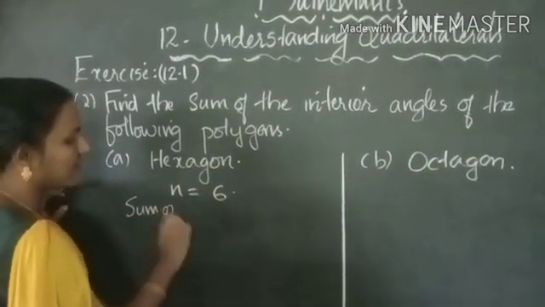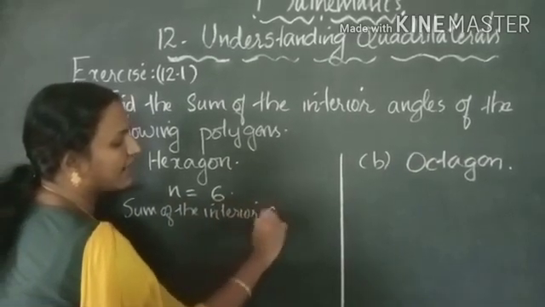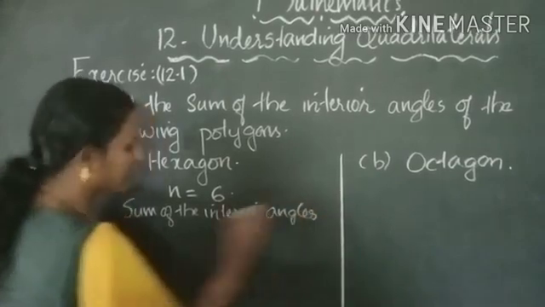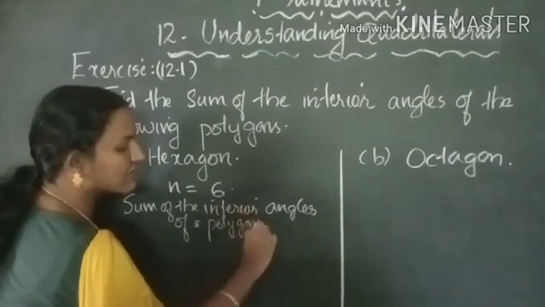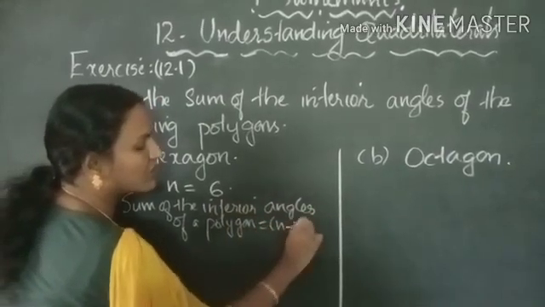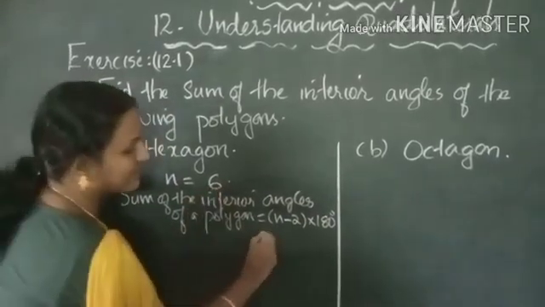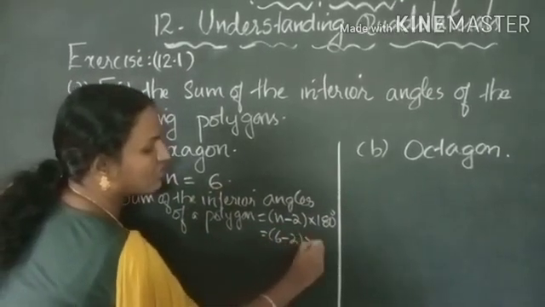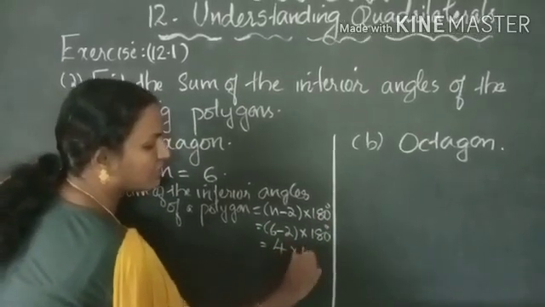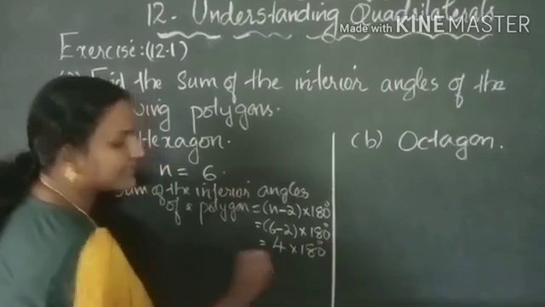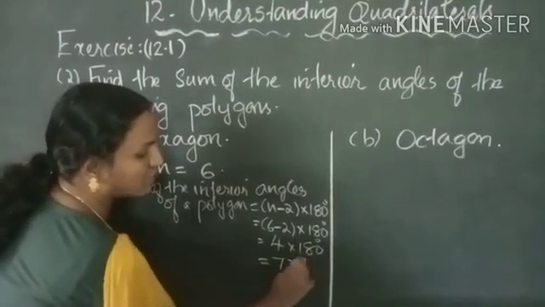Sum of the interior angles of a polygon is equal to n minus 2 into 180 degree. Here n is 6. So 6 minus 2 into 180. 6 minus 2, 4. 4 into 180, 720.